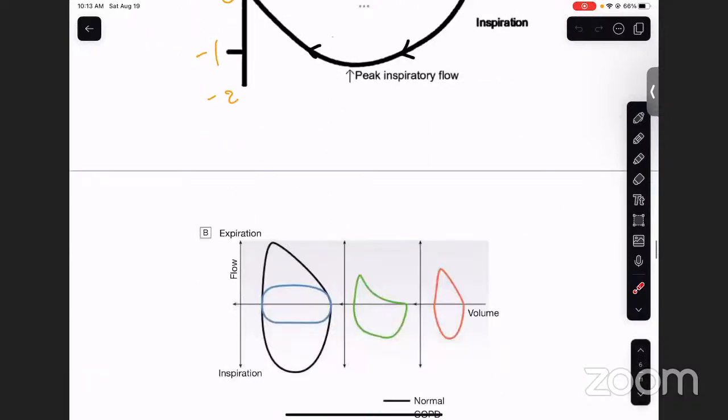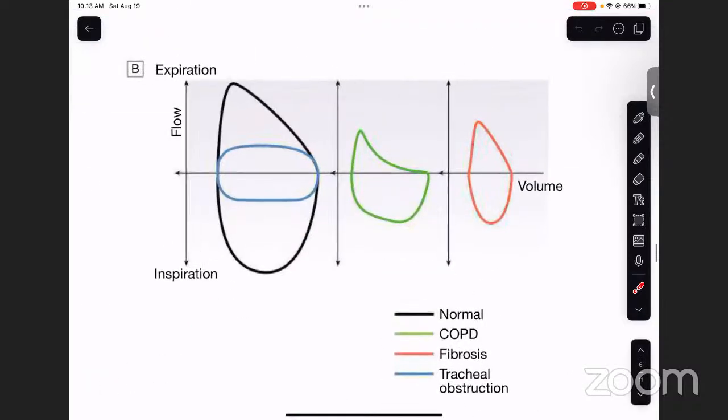Okay, so let's see some pathology here. Here you can see various diagrams of flow volume loops. This is normal, shown in black, COPD in green, fibrosis in amber, and the blue color is tracheal obstruction. In these abnormalities, it is very clear that tracheal obstruction, like upper airway obstruction, is totally different from our normal flow volume loop.